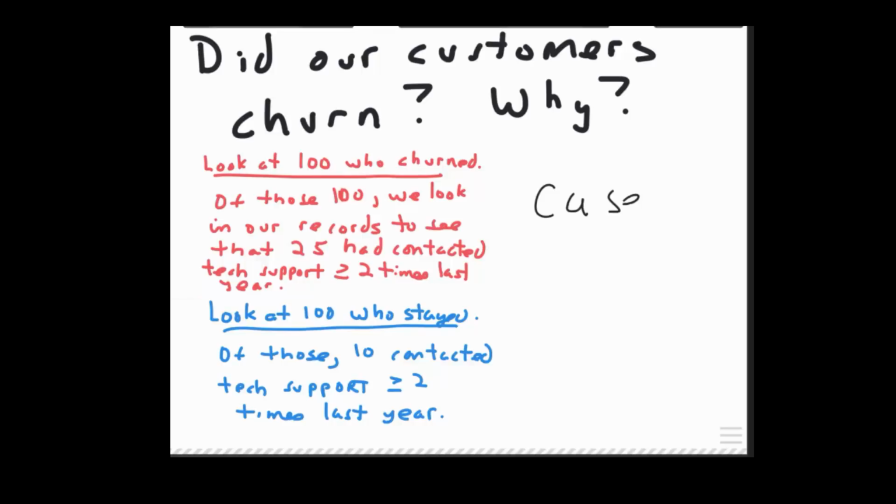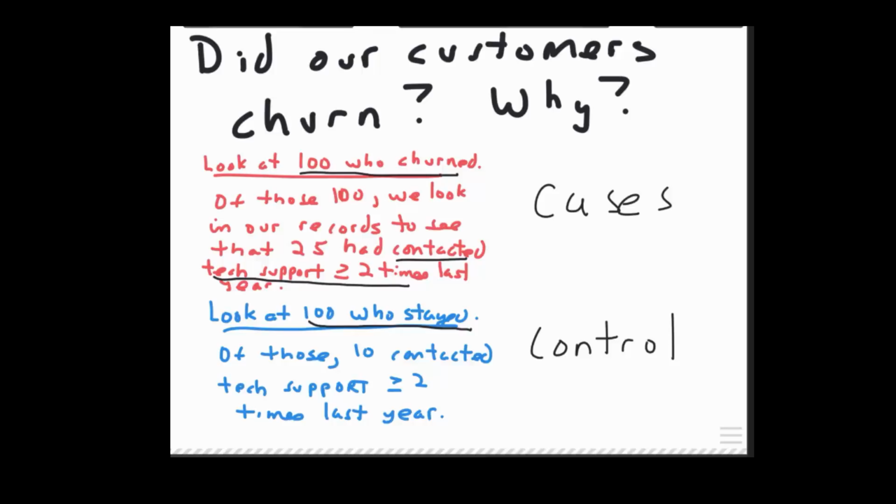Those are our cases. And in addition to the 100 that churned, we look at another group, that is 100 people who stayed. So we start again with our outcome variable, whether or not they stayed with the company. Then we're going to look back in our records and look at some variable we think might have an effect on whether or not people left. And in this case, we're looking at, had they contacted technical support at least 2 times in the past year.